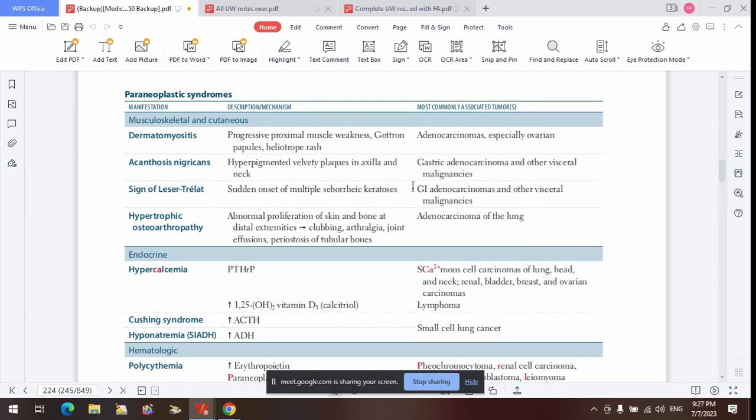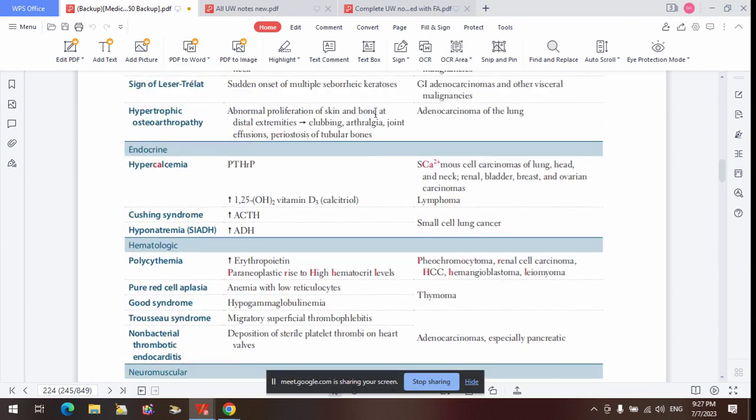So let's take them one by one. For the musculoskeletal and cutaneous, the first one is dermatomyositis. Somebody can have ovarian adenocarcinoma and have features of dermatomyositis. And what are those things we are looking out for? It will really make a lot of sense if we have done these topics, but let's just try to talk about them.